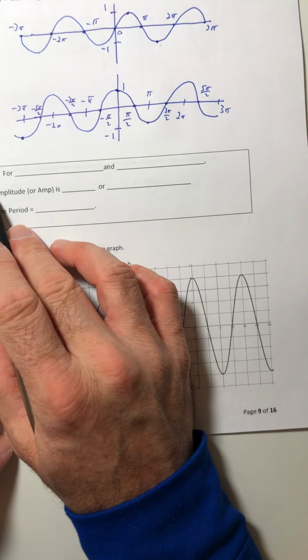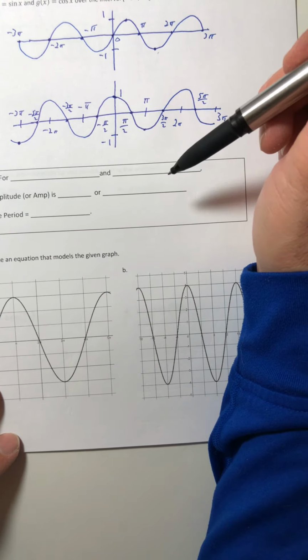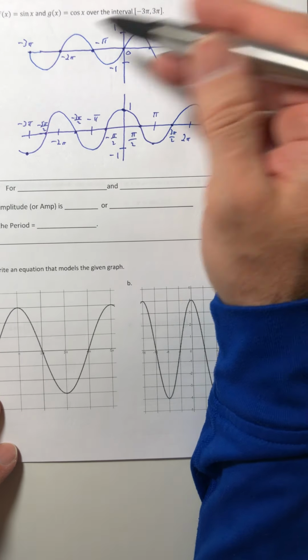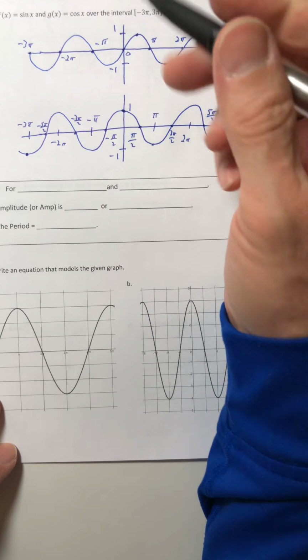Okay, so let's look at this little theorem. So these two graphs you should have seen in your trig class before. You should know that's what they look like, that's what the intercepts are, and so on and so forth.